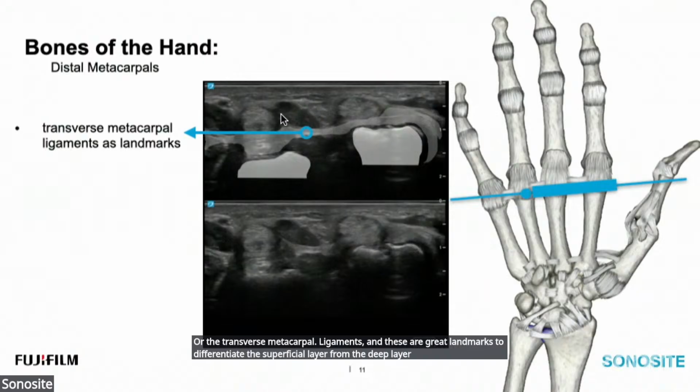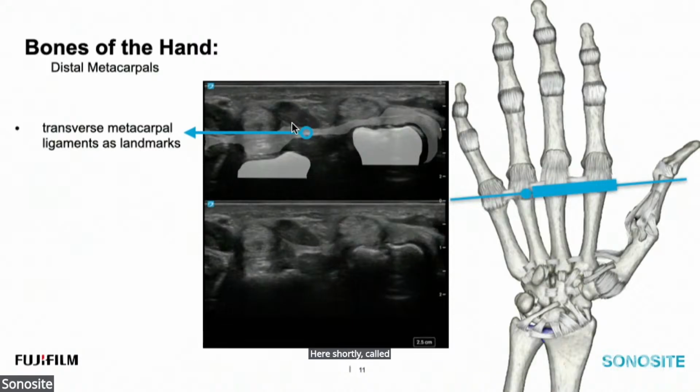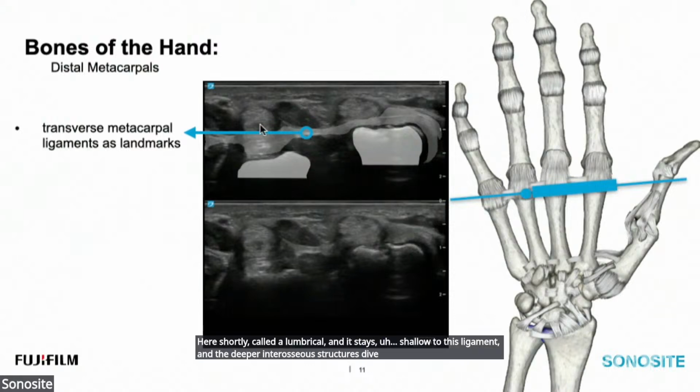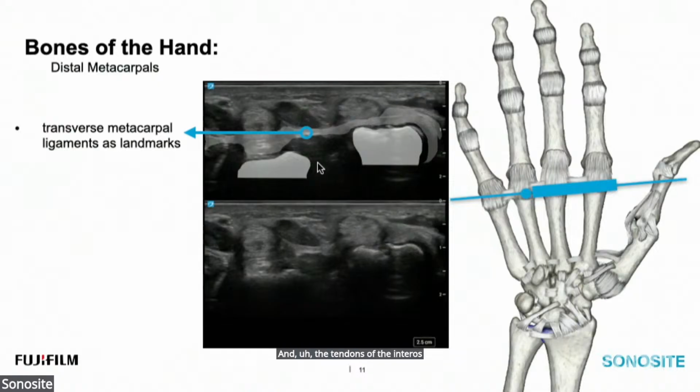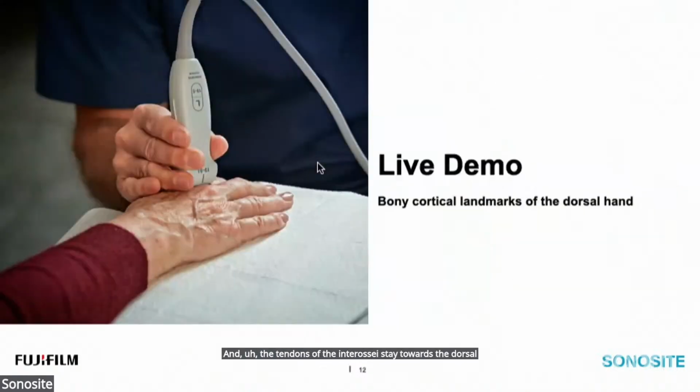For example, there's a muscle belly here we'll go over shortly called a lumbrical, and it stays shallow to this ligament, and the deeper interosseous structures dive deep. And then the flexor tendons stay on top, and the tendons of the interossei stay towards the dorsal hand, for example. And for that, let's just survey the bones really quick and their contours and some of the tricky areas where they cast shadows. One sec while I go to the live demo.